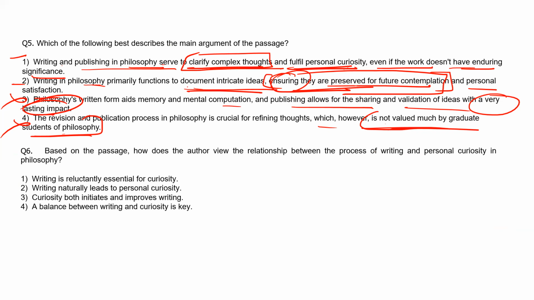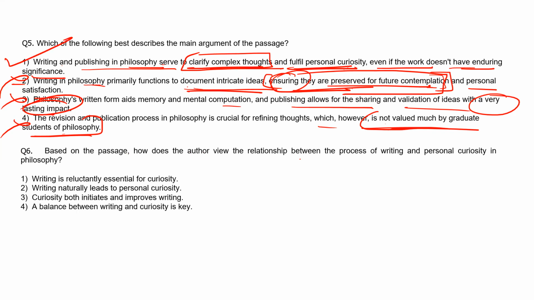Okay, why we are writing personal curiosity here, we have that itch. Okay, we want to explore some ideas. It is not that we want to ensure that they are preserved for future contemplation. So this is wrong here, and therefore this is not a correct answer. A is the right answer.